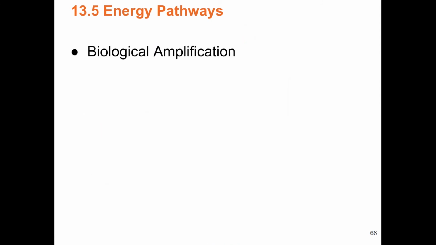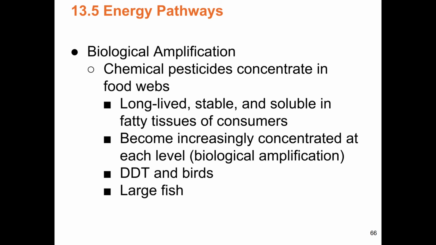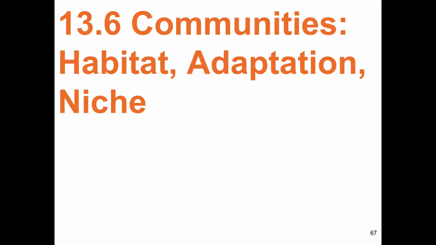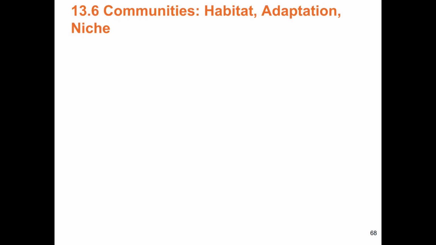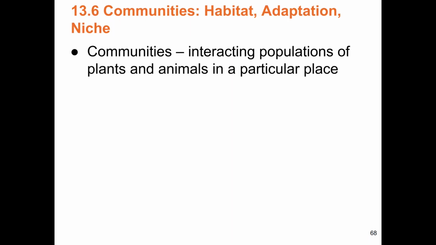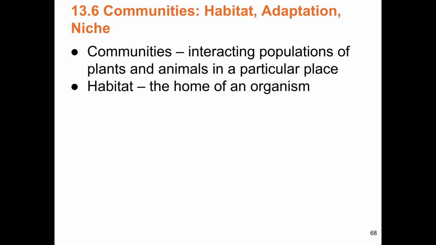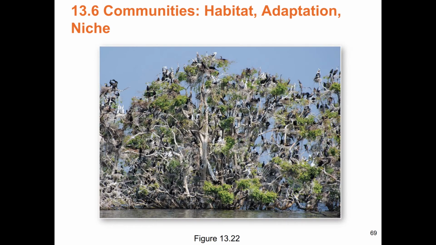Biological amplification. Let's talk about communities and some words. So communities are populations of plants and animals in a particular place. Habitat is where they live. It fits the needs of the species. There's some habitat for birds.